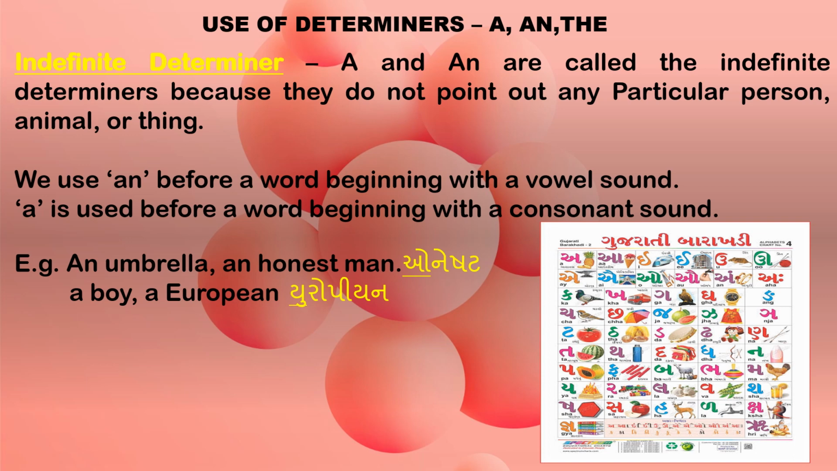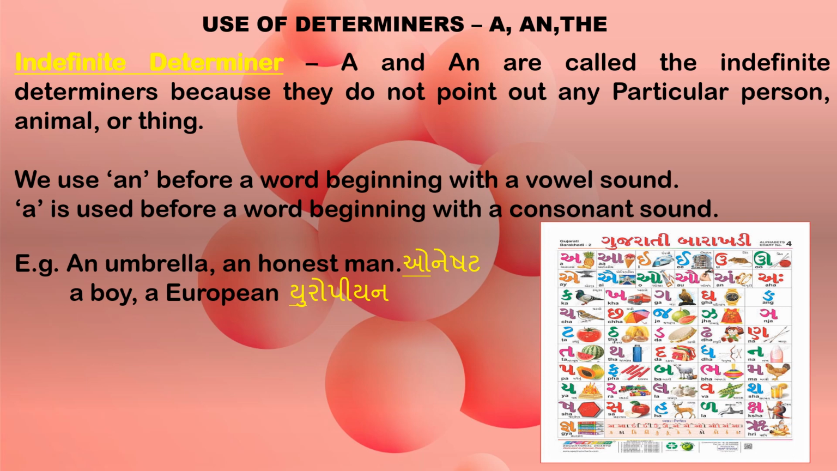Now what is a vowel, children? You have learned it right from KG. A, E, I, O, U, which give sound to the word. That is a vowel. An is used before a word beginning with a vowel sound, and a is used before a word beginning with a consonant sound. Except for A, E, I, O, U, all the other letters are consonants. There are a total of 26 alphabets: 5 vowels and 21 consonants.